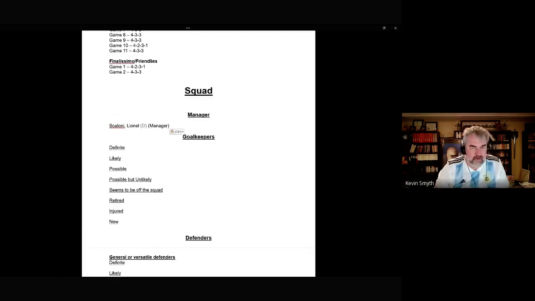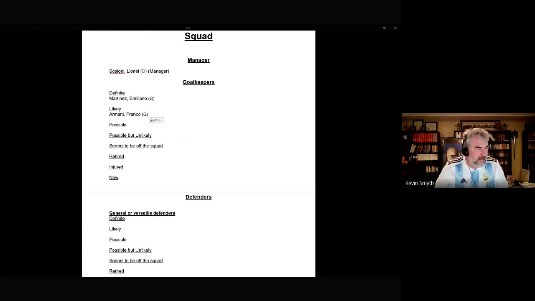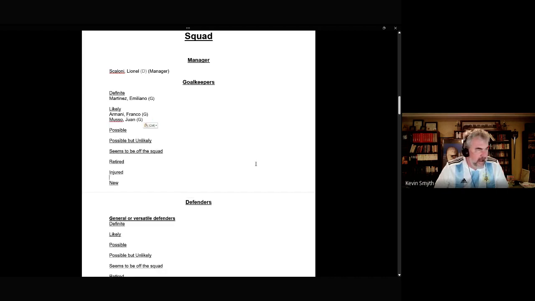Let's move on to goalkeepers now, and I'll just go through the candidates that are on the table here. And basically that means players who have played with the team from about 2020. So any players who dropped off the team before 2020 usually don't appear here. But even the ones we consider to be off the squad have played from about 2020. So we have a definite candidate in Emilio Martinez for goalkeeper, and we have 2 likely candidates in Franco Armani and Juan Musso as a likely candidate. However, he is injured.